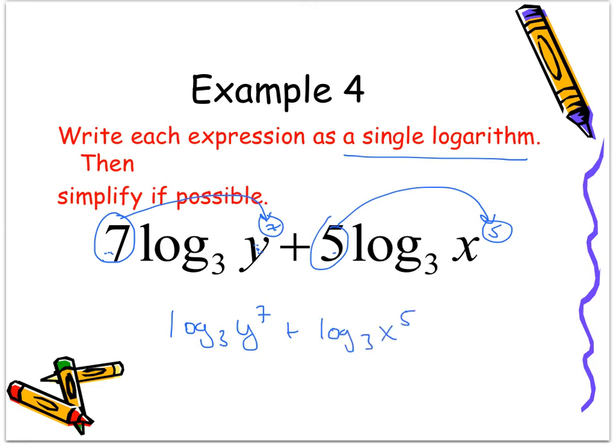Okay? And now we have same bases. So we're dealing with addition, so I know I'm going to multiply my terms, so I write it as a single log, and I have y to the 7th, x to the 5th. And I can't simplify any further, or the simplification is just moving those 7s, but they're variables, nothing can reduce.